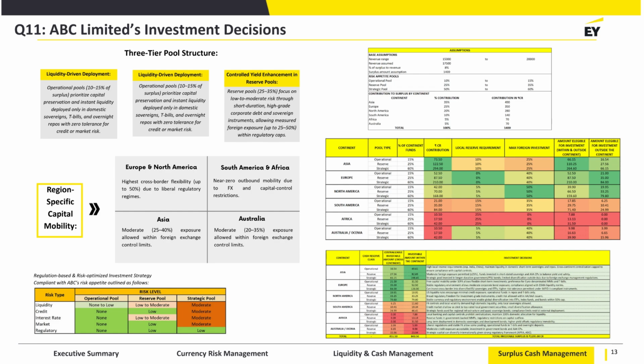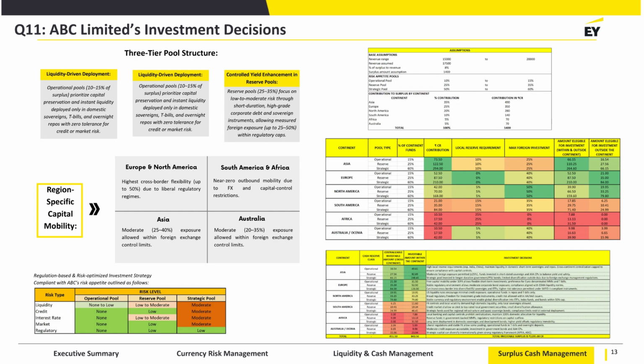And hence, after thorough calculation and estimation, we determine that the amount eligible for investment, that is within as well as outside the continent, will take into account specifically the local reserve requirement and be adjusted to it, whereas the amount eligible for investment outside the continent takes into account the local reserve requirement as well as the max foreign investment permissible as a percentage.